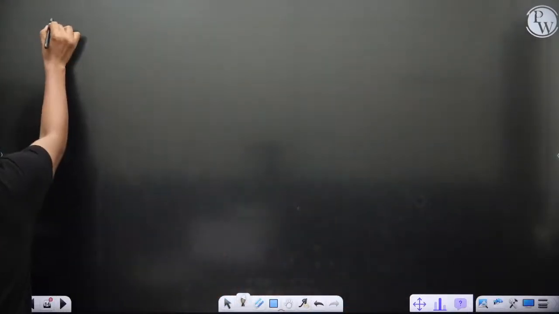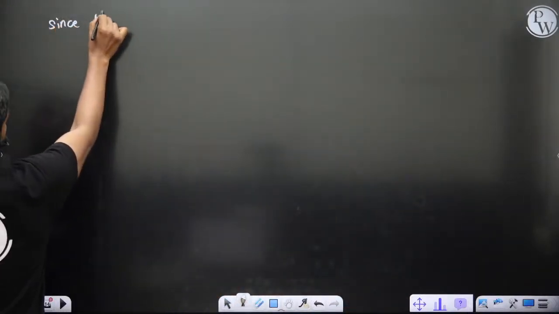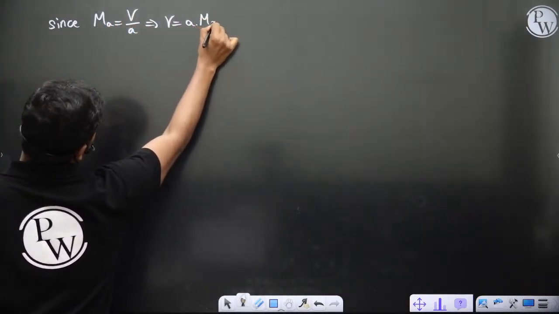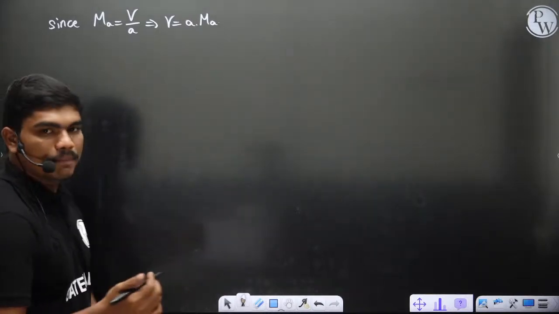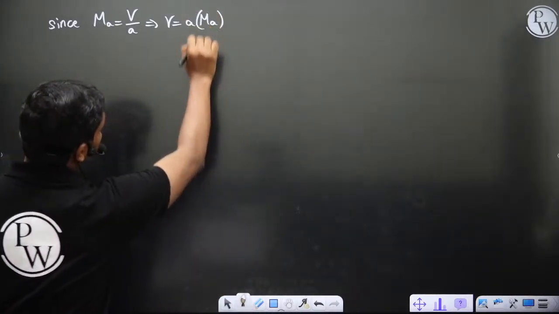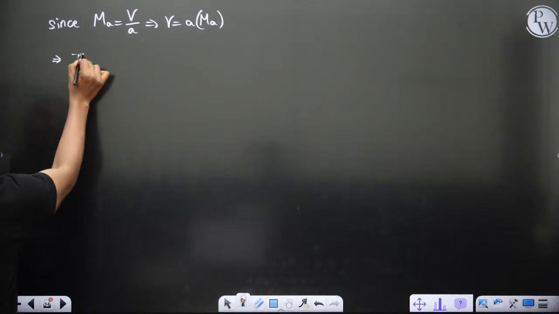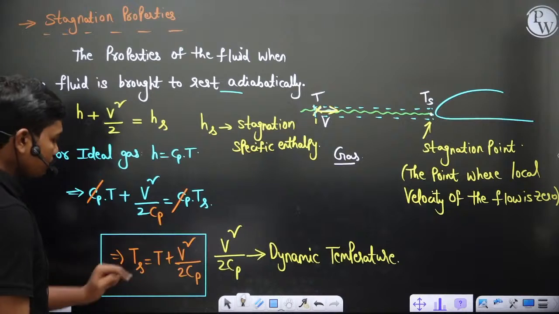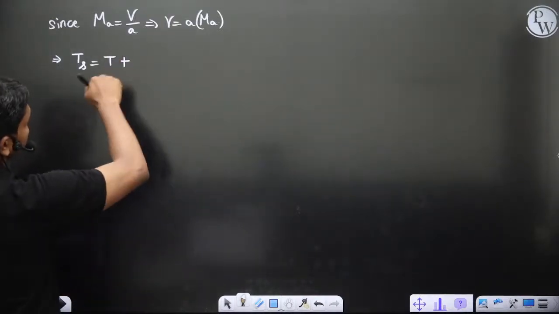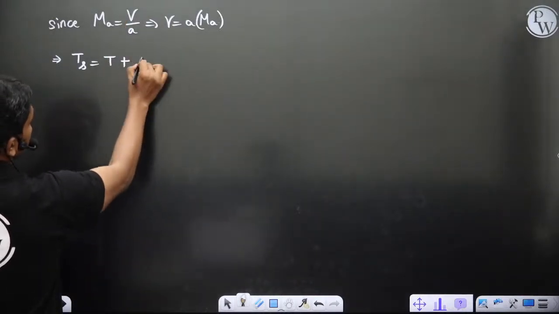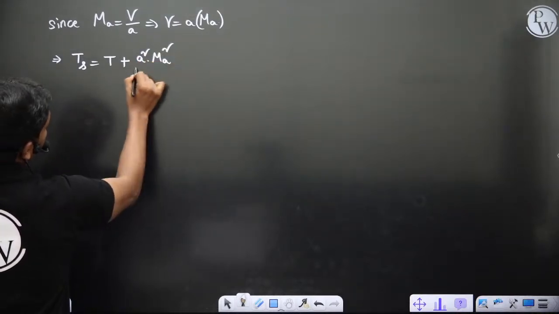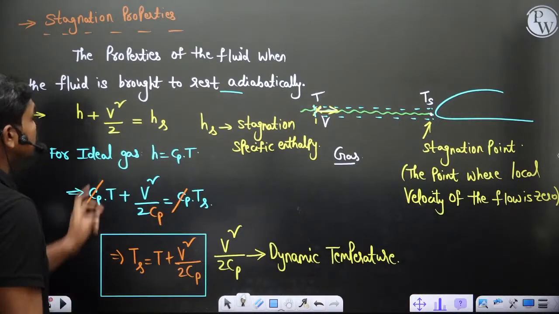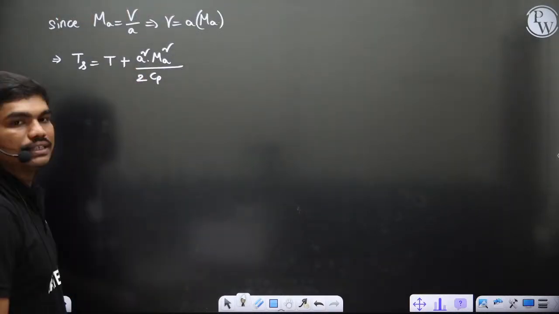Since it's always important for us to write in dimensionless form, V can be written as A into Ma, so acoustic velocity multiplied with Mach number. Therefore Ts is equal to T plus V square by 2Cp. V square can be written as A square Ma square, divided by 2 times Cp, is what you have here.